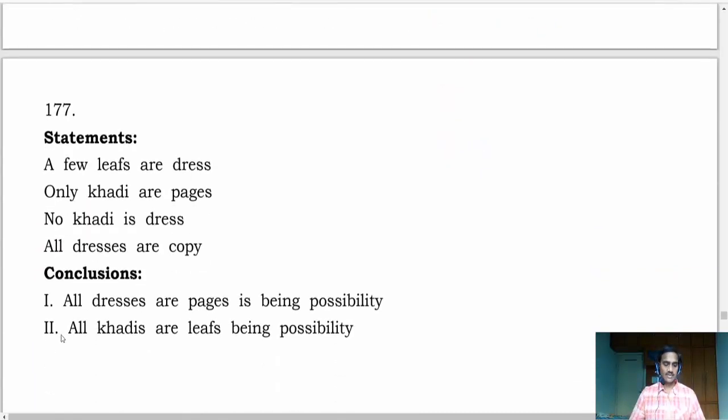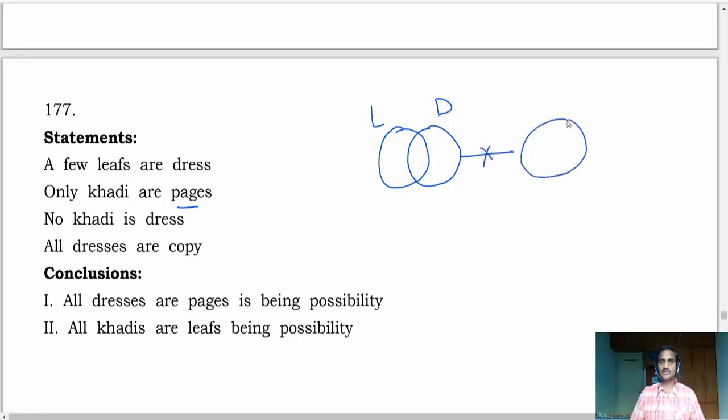Then 177. Now in this 177, a few leaves are dress. Only some. Few leaves are dress. Only khadi are pages, he said. No khadi is a dress. No khadi is a dress means there is no intersection between khadi and dress. Then only khadis are pages, but all pages are khadis. Only khadis are pages means all pages are only khadis. These pages should belong only to khadis, and should not belong to anything else.